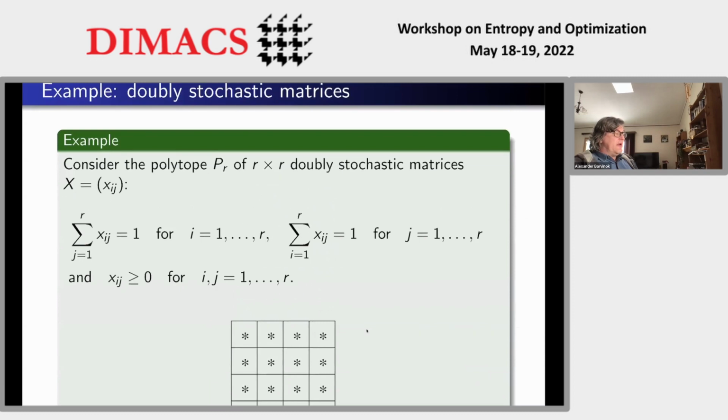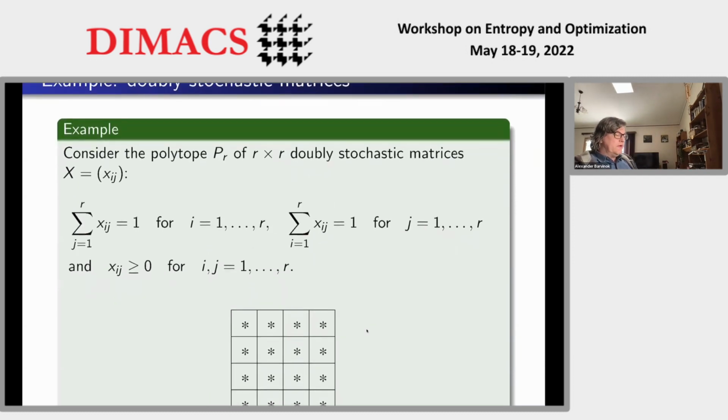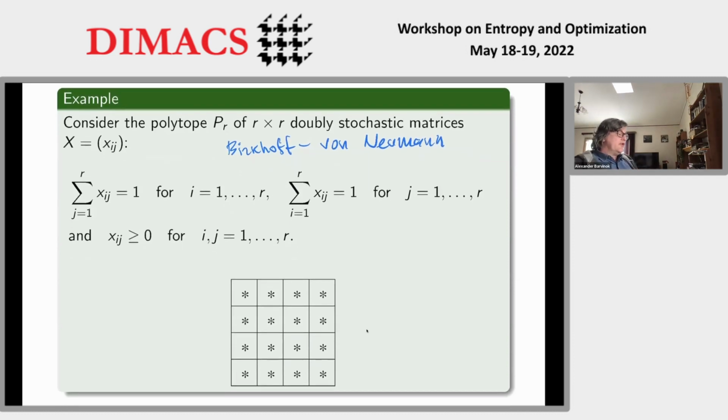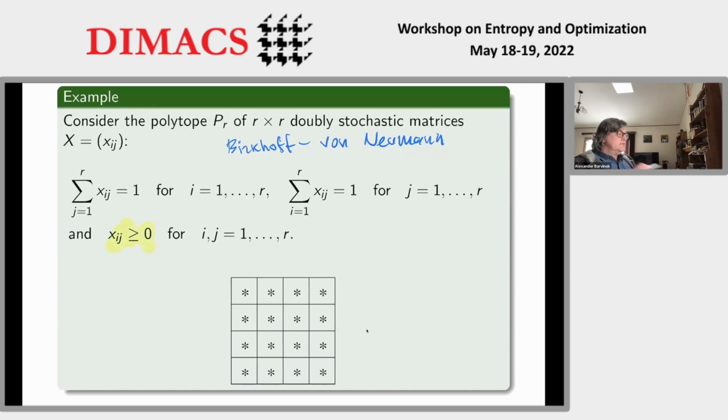Right. So here's another example, more interesting. The polytope of doubly stochastic matrices, which is also known as the Birkhoff-von Neumann polytope, right? It's popular in combinatorics. So you consider all non-negative matrices, and you say that the sum in every row and in every column should be 1.